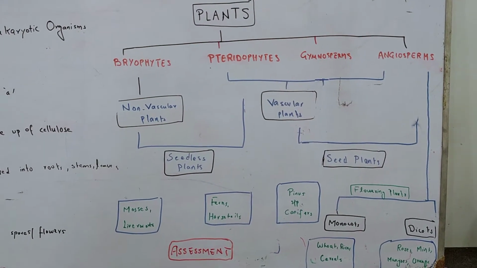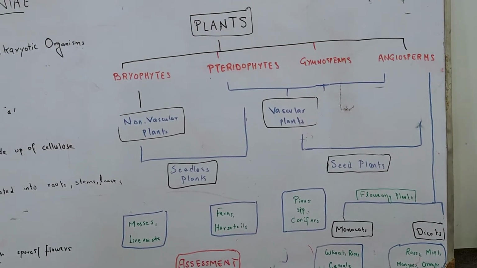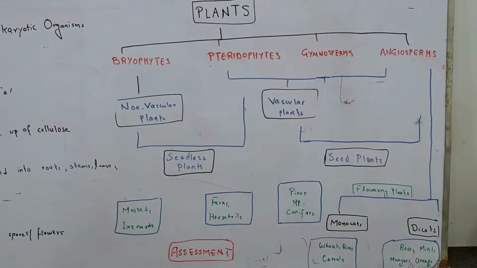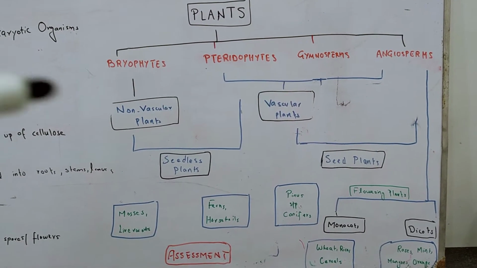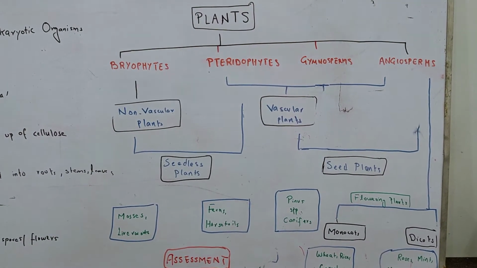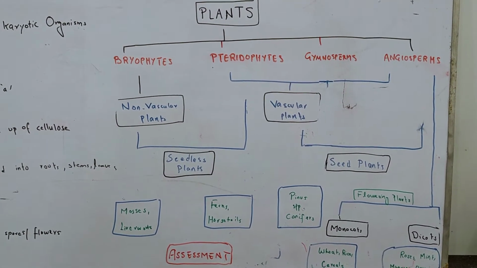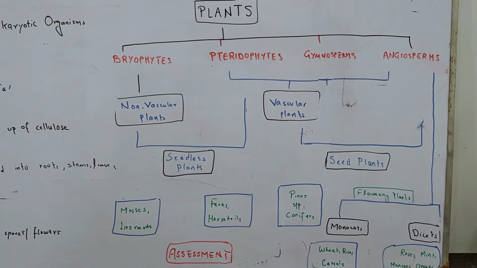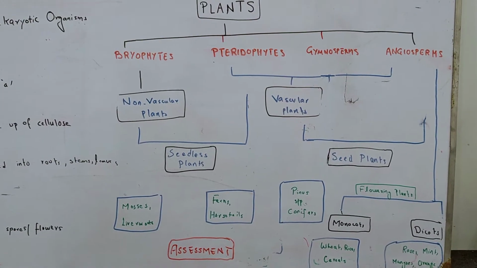Plants are divided into four main groups: bryophytes, pteridophytes, gymnosperms, and angiosperms. Now, bryophytes are non-vascular plants. It means that they are without xylem and phloem. Xylem and phloem are tissues which are required for the transport of water and carbohydrates within the plants.